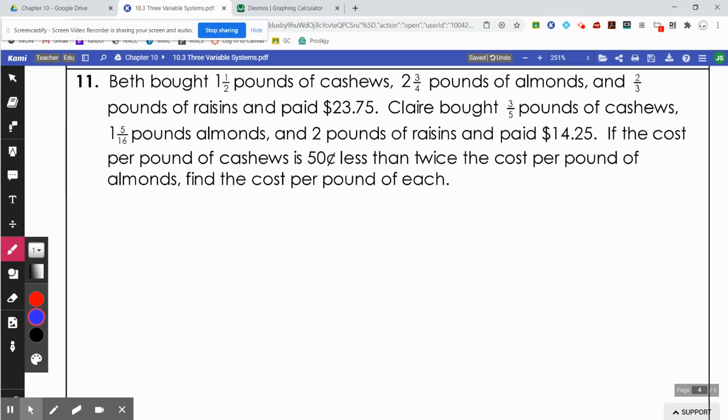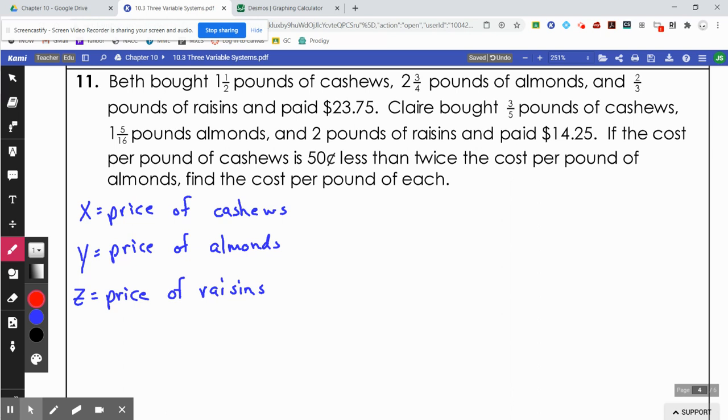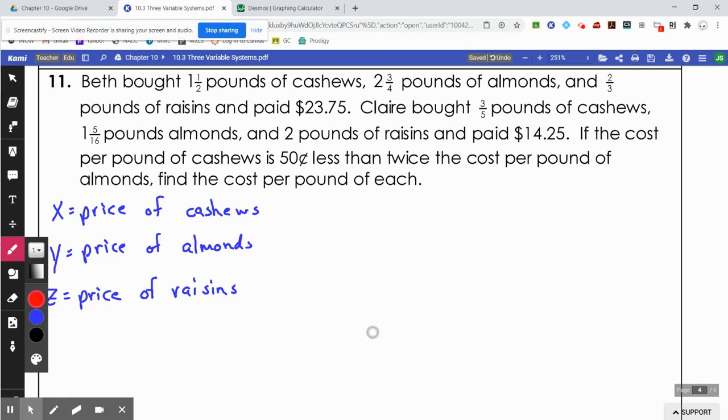and paid $23.75. Clara bought 3/5, 1 5/16, and 2 pounds for $14.25. The cost per pound of cashews is 50 cents less than twice the cost of almonds. Find the cost of each pound that she bought. So here is where we define our X, Y, and Z, the price of the cashews, almonds, and raisins. It says she bought 1.5 pounds of cashews, so 1.5 times X, plus 2 3/4 Y for the almonds, plus 2/3 Z for the raisins, and that price was $23.75.